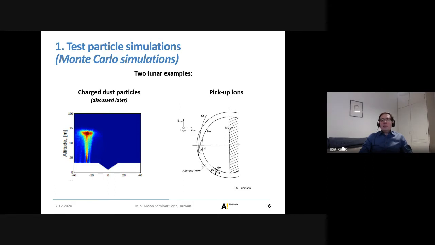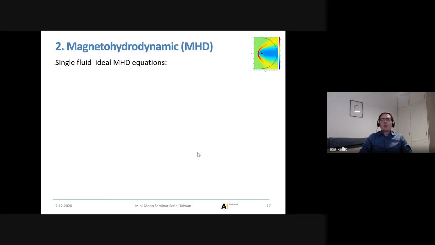And this points out the kinetic nature of the space environment of the Moon. The radius is only about 1700 kilometers, so if you have a large, massive ion, it can have a large gyro radius compared to the radius of the Moon. Here there are a couple of examples depending on the mass per charge.